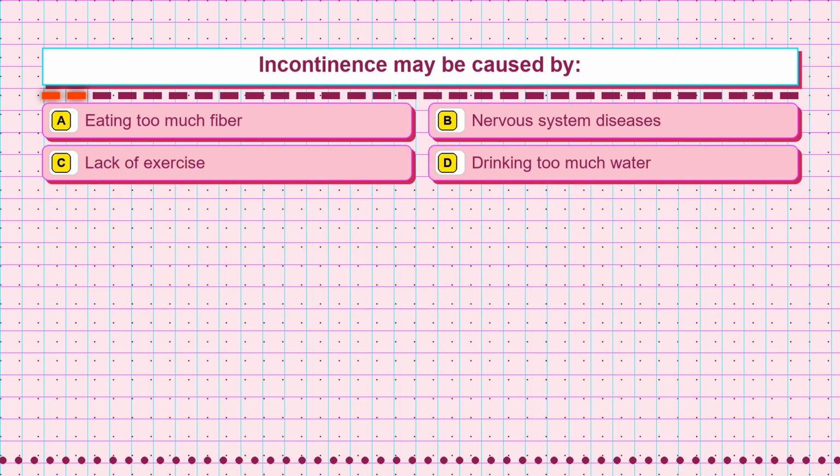Question 79. Incontinence may be caused by: Option A, eating too much fiber. Option B, nervous system diseases. Option C, lack of exercise. Option D, drinking too much water.